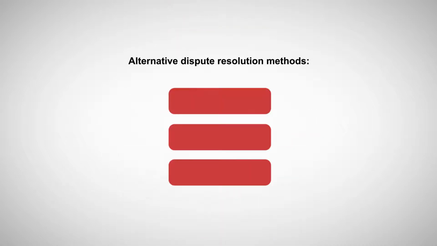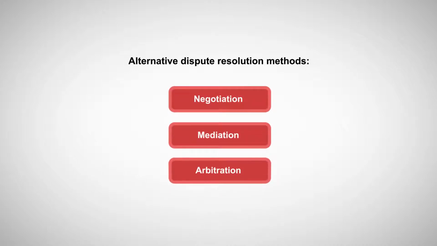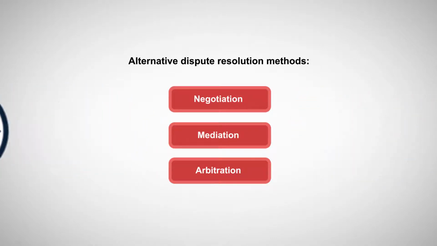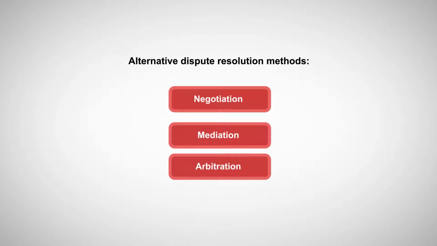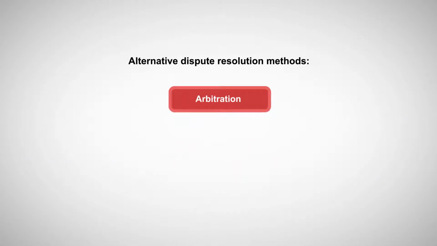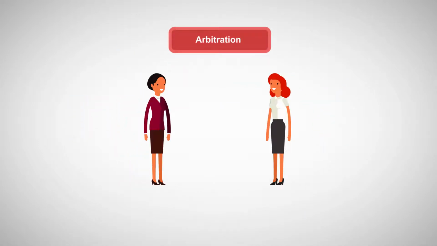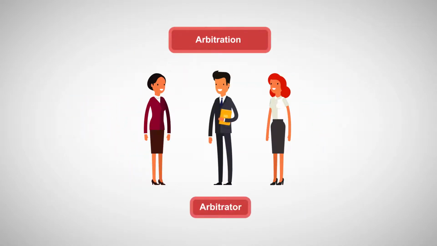Alternative dispute resolution methods, such as negotiation, mediation, and arbitration, present disputing parties with alternatives to time-consuming and expensive litigation. Of these three, arbitration is the most like a lawsuit, but more streamlined and less expensive. In an arbitration proceeding, an impartial third party, known as the arbitrator, listens to the disputing parties and applies relevant laws to resolve the outstanding issues.